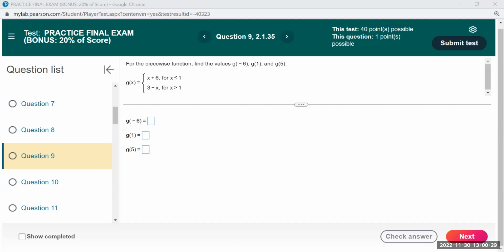Yeah, the final exam is on computer online.